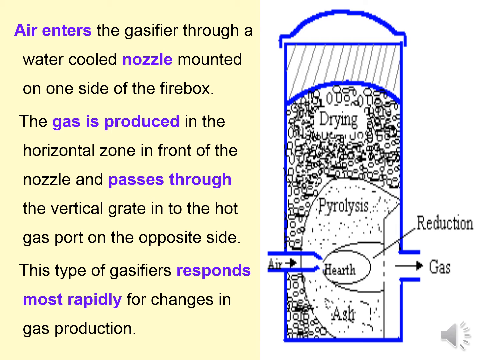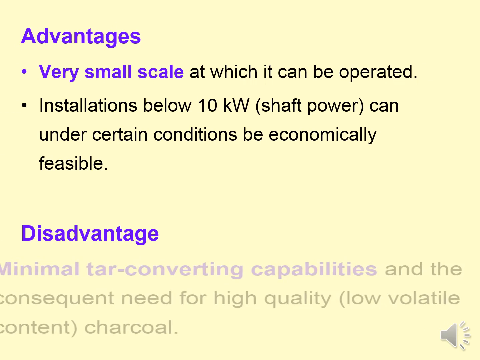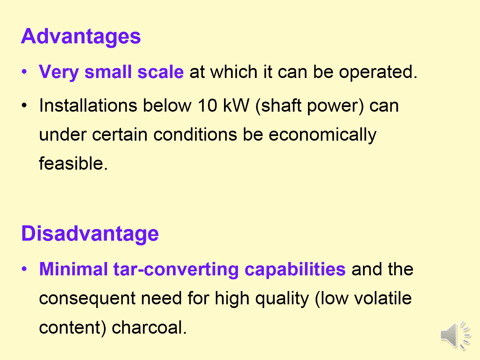This type of gasifier responds most rapidly to changes in gas production. So this is the diagram you can draw in the exam. Here the drying zone, distillation zone. Air is supplied. Here the reduction, meaning burning zone. Burning char is supplied here, the ash pit is here where ash falls down. The gas is produced opposite to the air supply. Advantage: very small scale, up to 10 kilowatt it can be used. Minimal tar and conversion capabilities, so that is the major disadvantage.